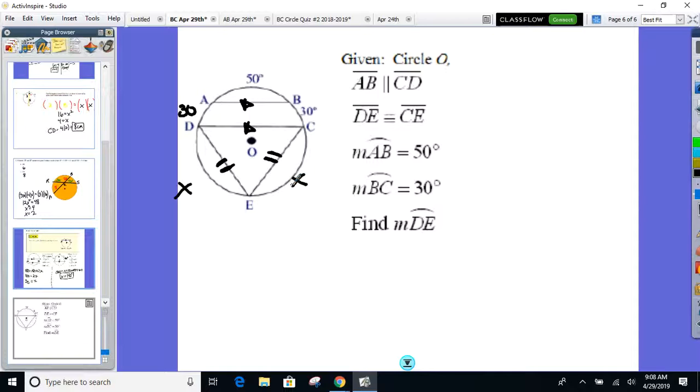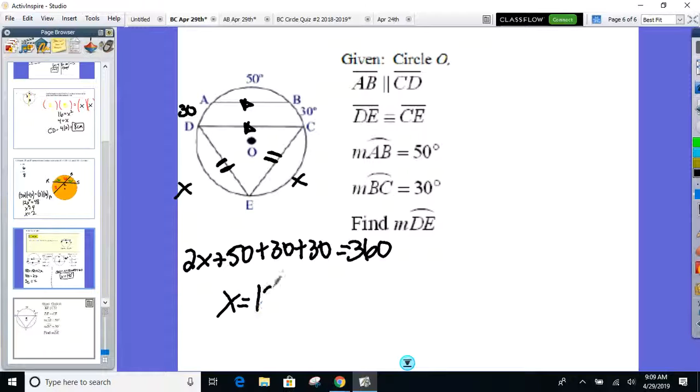All right. Now that we're past that hill, how do you find x then? I added 50 plus 30 plus 30. Yeah. And set it equal to what? 360. And then what was our final arc measure here? 125. We all good? Can I get a confirmation there? Okay. Go ahead, start it up.